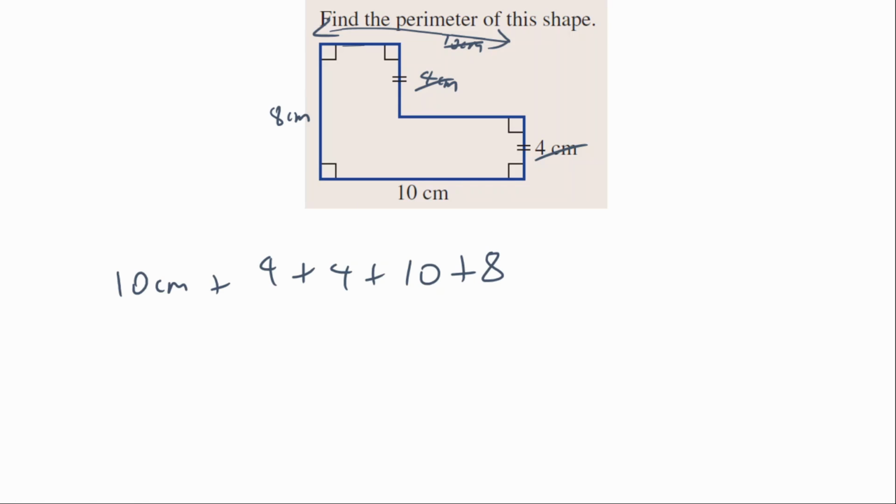And now let's just add these together. I'm just going to add the 10s first to make it easier. 10 plus 10 gives me 20, plus 8 gives me 28, plus 4 gives me 32, plus another 4 gives me 36 centimeters. Give yourself a tick if you got that correct.